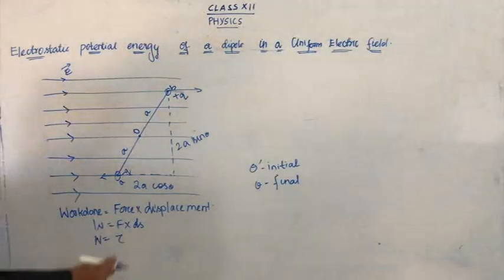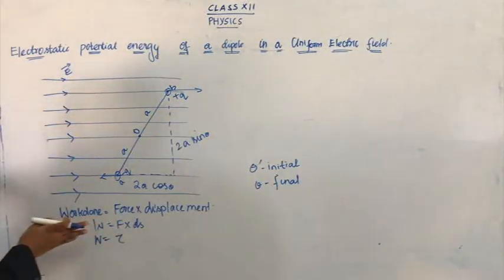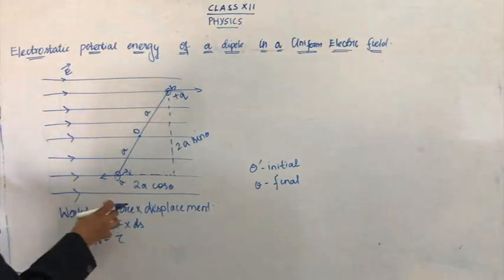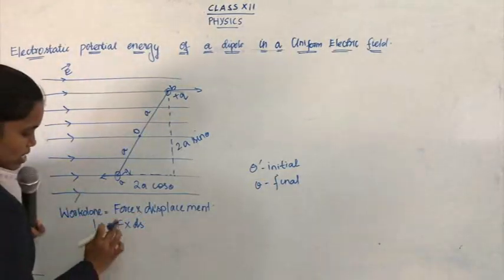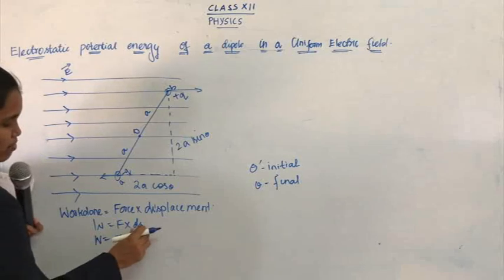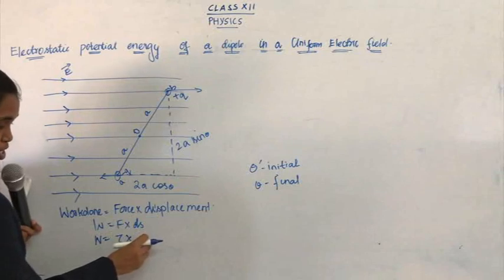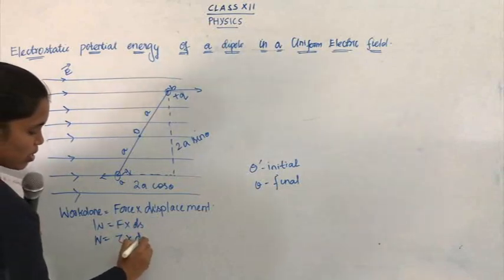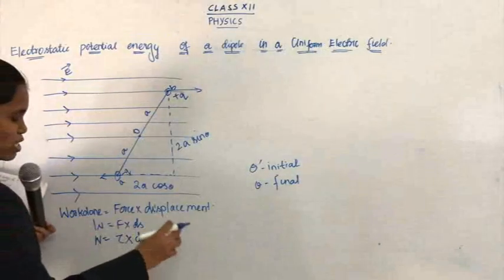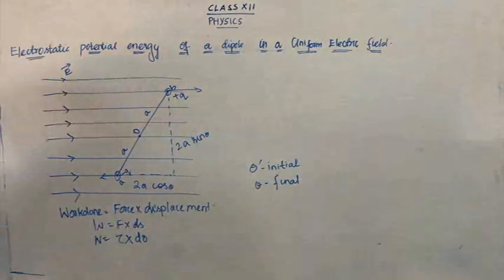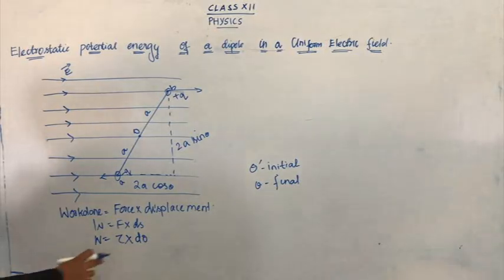So W equals the force F, which becomes tau, the torque. The force will be in a straight line, but the torque is in a circular path. So we are writing the force as tau, that is torque, and the displacement formula is ds. For rotation, ds is written as d theta because there is an angle of rotation. So we indicate the displacement in terms of d theta.